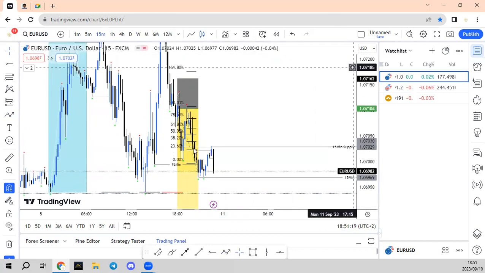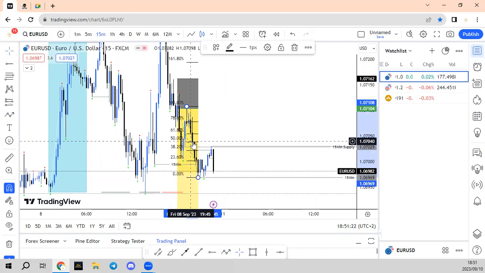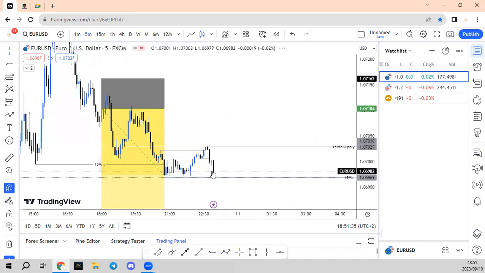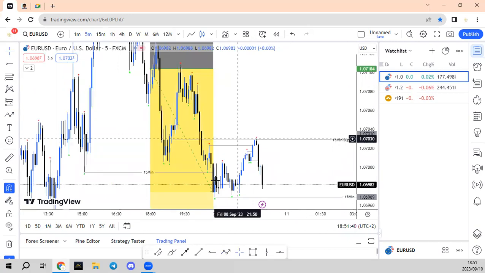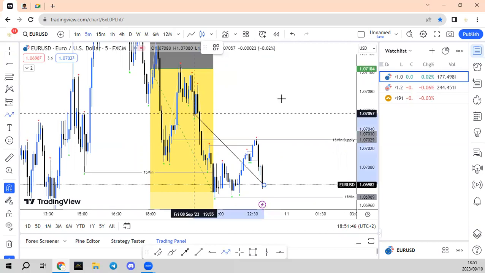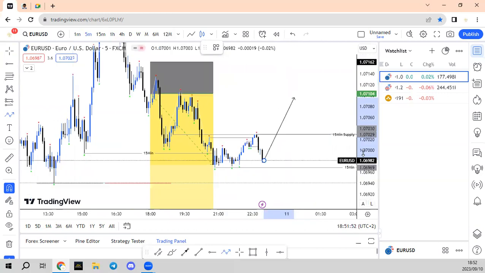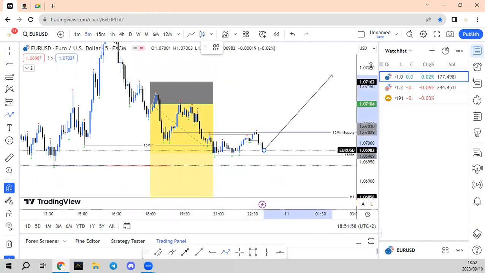This was also a nice sell, however it never reached the 50%, so I'm a bit skeptical. However, it was a nice sell. Let us see. Price might still go all the way up like this, maybe to this order block right here. You see this order block, or maybe wipe all the way up here. We don't know, but this is the targeted low, and that is the targeted high.